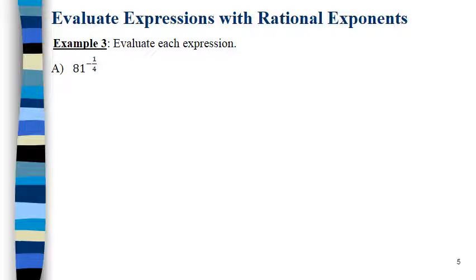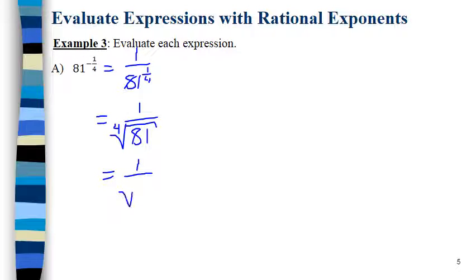Okay, so what if we want to evaluate? Well, we can use the properties we just talked about. We know that x to the -1 is 1 over, and then this would be 81 to the 1/4. Well, 81 to the 1/4 is 1 over the 4th root of 81. So can we write 81 as something to a 4th power? And in fact, 3 to the 4th is 81. So we want the 4th root of 3 to the 4th, which is just 3, so that answer is 1 over 3.